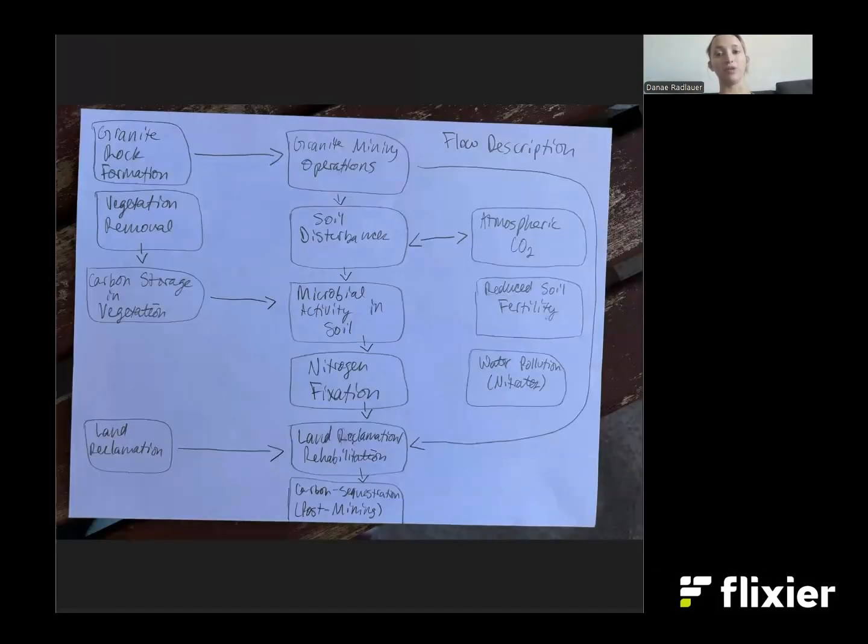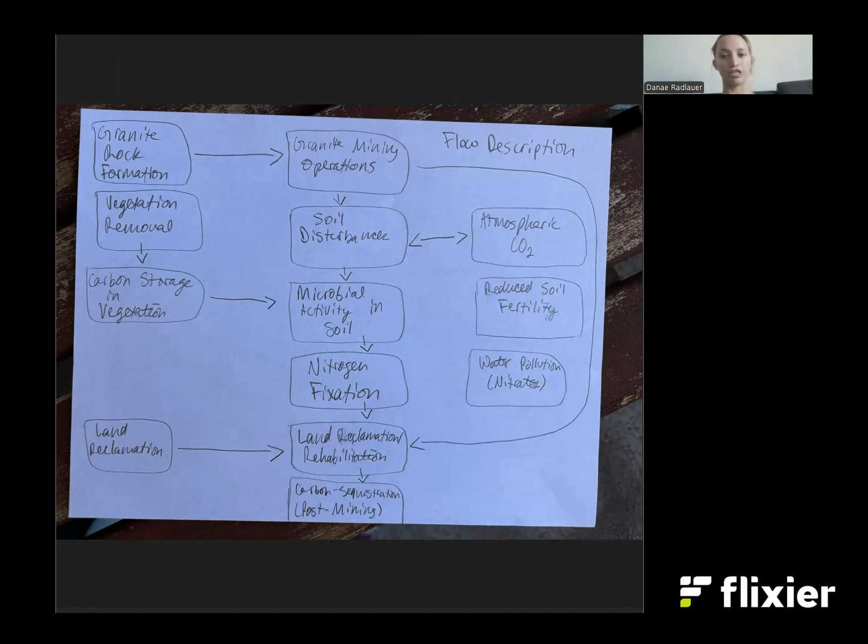Now, let's begin with the key components in the system, organized in a flowchart with 13 elements. These include environmental structures like granite rock and soil, biological processes such as microbial activity and nitrogen fixation, and human interventions like mining and reclamation. The left side of the diagram is the carbon cycle side. Granite rock formation goes to granite mining operations. And as more granite is available, mining activity increases. This is a positive coupling.